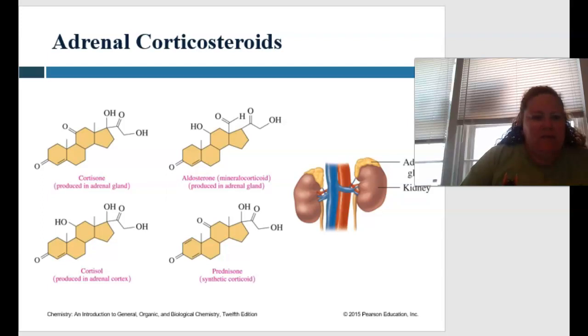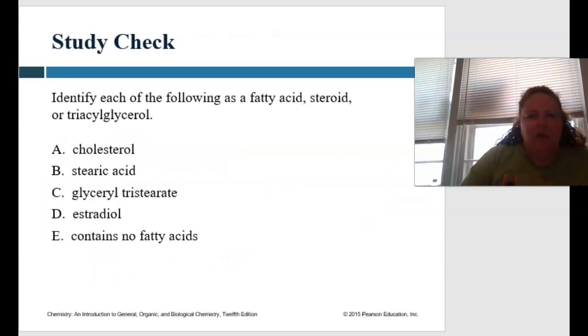So let's do a quick little study check. Identify each of the following as a fatty acid, a steroid, or a triglycerol. Pause me and come back.